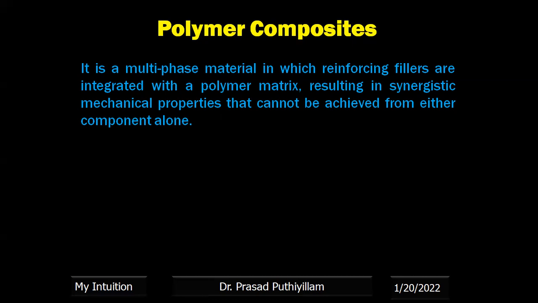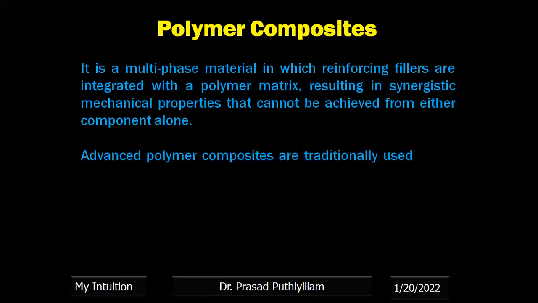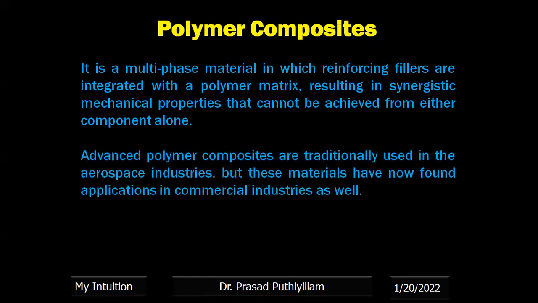It may be metal matrix composites. It may be ceramic matrix composite. It may be polymer matrix composite, or it may be nanocomposite. So here our topic is polymer composite. That means the matrix, the main component present in it, is polymer.